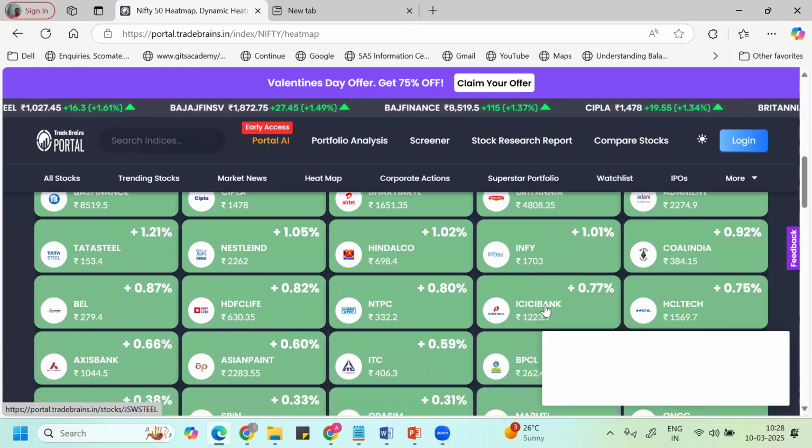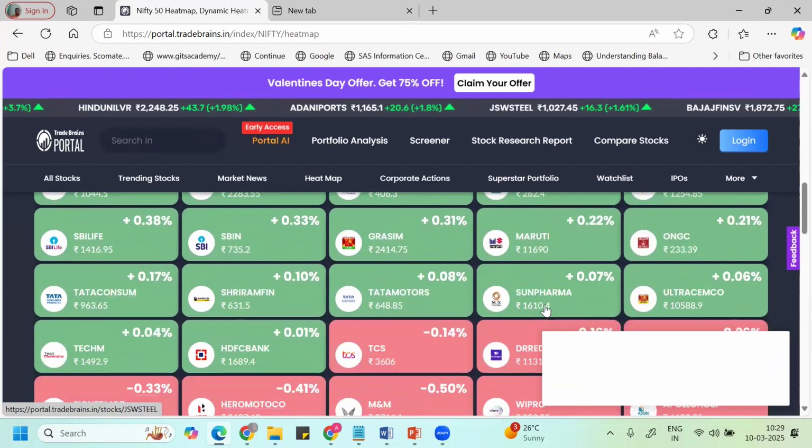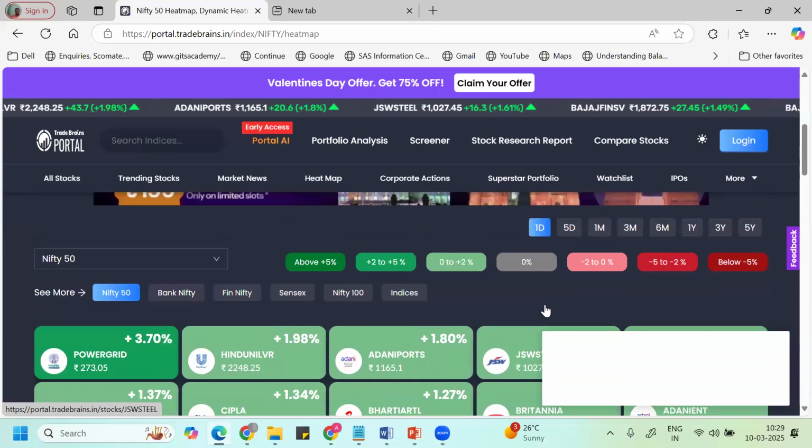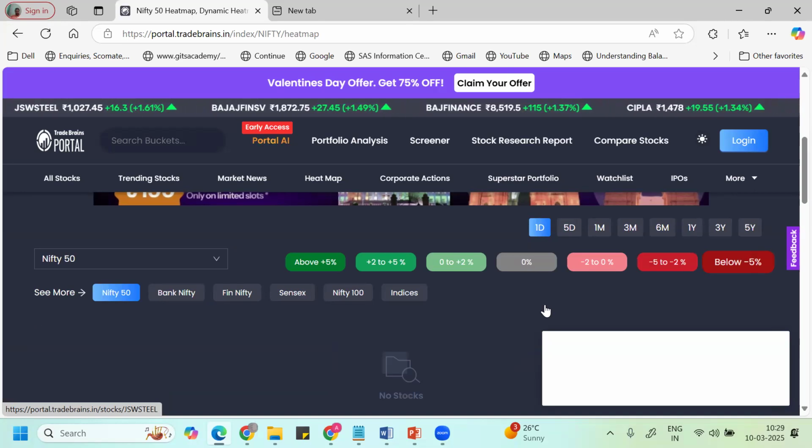Adani Enterprises, Tata Steel. Tata Steel has given very good movement over the last 1 week. Nestle is there, Hindalco is there, Infosys, Coal India. You can see all the stocks which are giving good movement. Then if you want to see the stocks which have given negative movement, you can see Trent, IndusInd Bank. Below 5%, there's no stock.